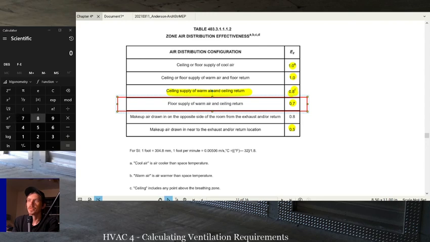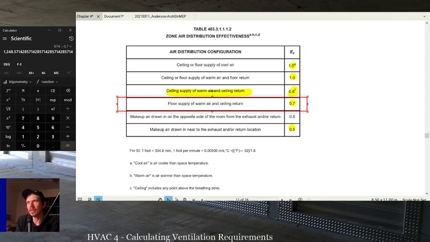So our outdoor air requirement was 874 CFM, right? So we would divide that 874 by 0.7, and we would get that we actually need 1248, basically 1249 CFM of air, because only 70% of that air is going to actually get to the breathing zone. So we need to provide more ventilation air so that we actually get that outdoor air to the breathing zone. And that's what zone air distribution effectiveness is all about.